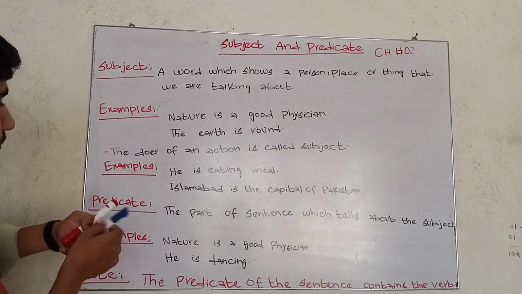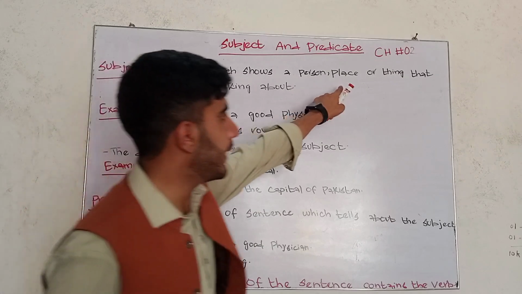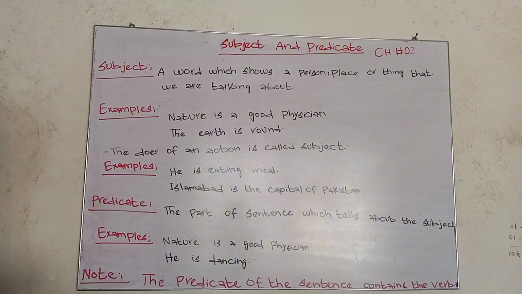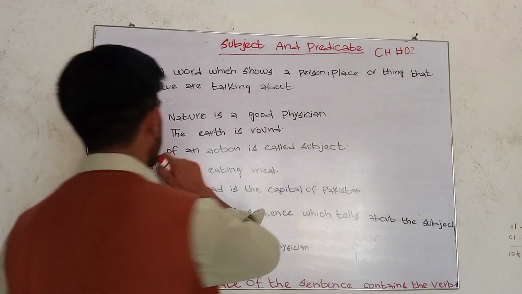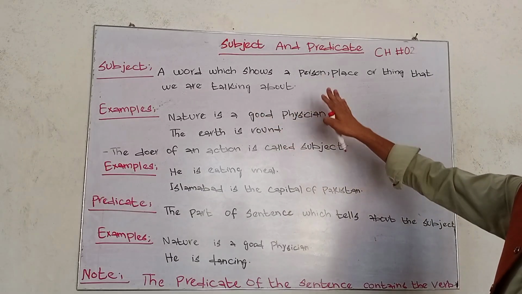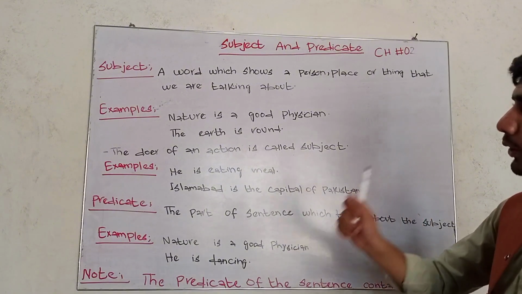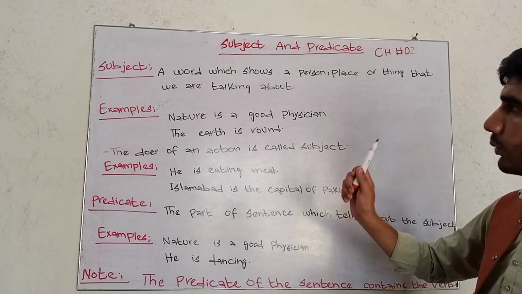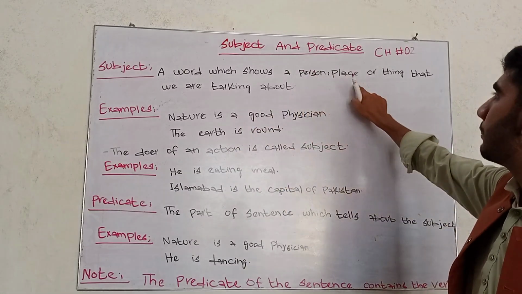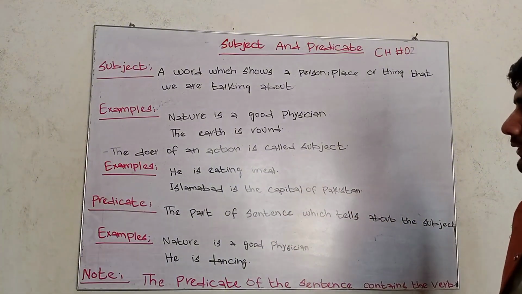So what is a subject? The word which shows a person, place, or thing that we are talking about is called the subject. It means that whenever we are talking or writing, we face a word, and that one word shows us a person, place, or thing. So that is called the subject of the sentence.